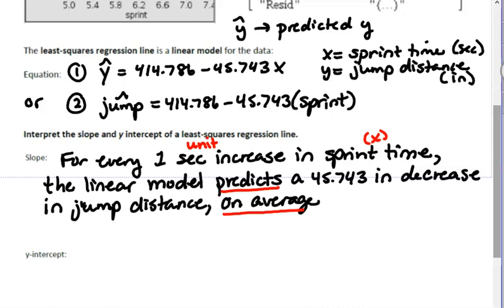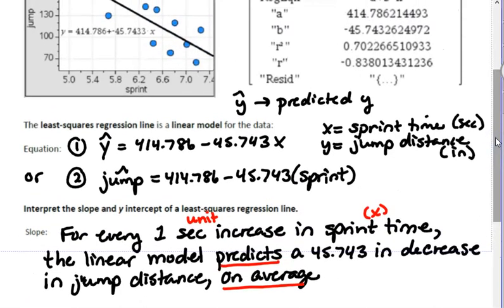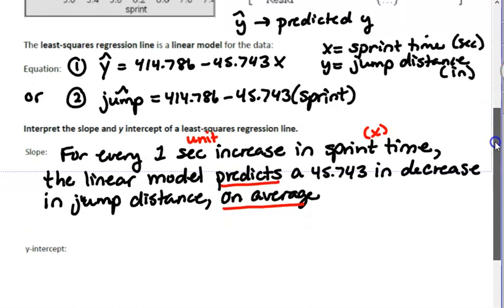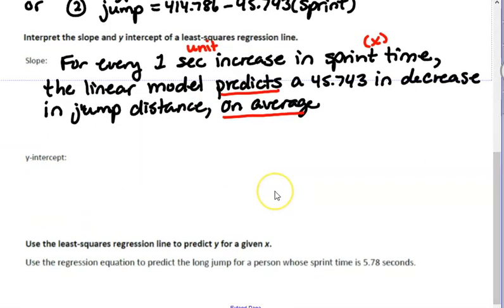Why is it a decrease in jump distance if you're increasing? Because when you increase sprint time, you're actually getting slower. Slower runners don't jump as far. Does that make sense? So that is the interpretation of the slope, and it's just a prediction because this is a linear model that helps us make some predictions about the data, but doesn't exactly tell us what will happen for any one individual person.